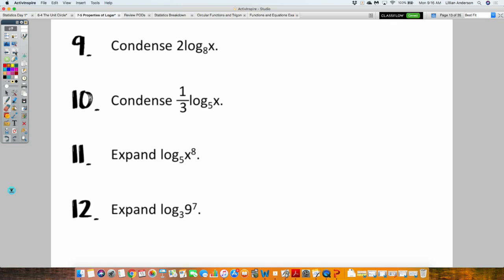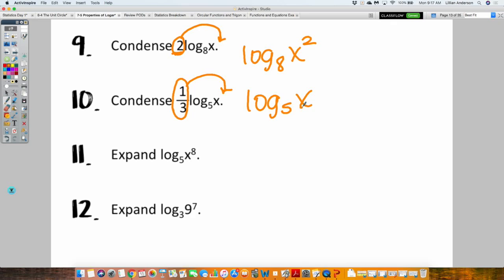So, condense. Anytime there's a coefficient in the front, it needs to move to the back, and it turns into an exponent. So then it becomes log base 8 of x squared. Anytime there's a number in front, you need to bring it to the back and put it as an exponent, so this is log base 5 of x to the 1/3. That's it. To condense it.